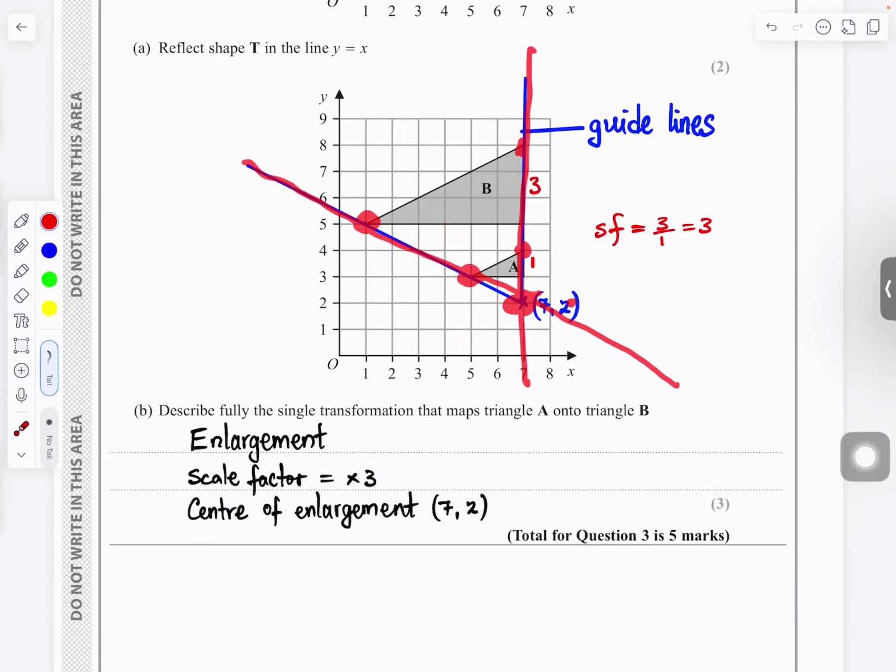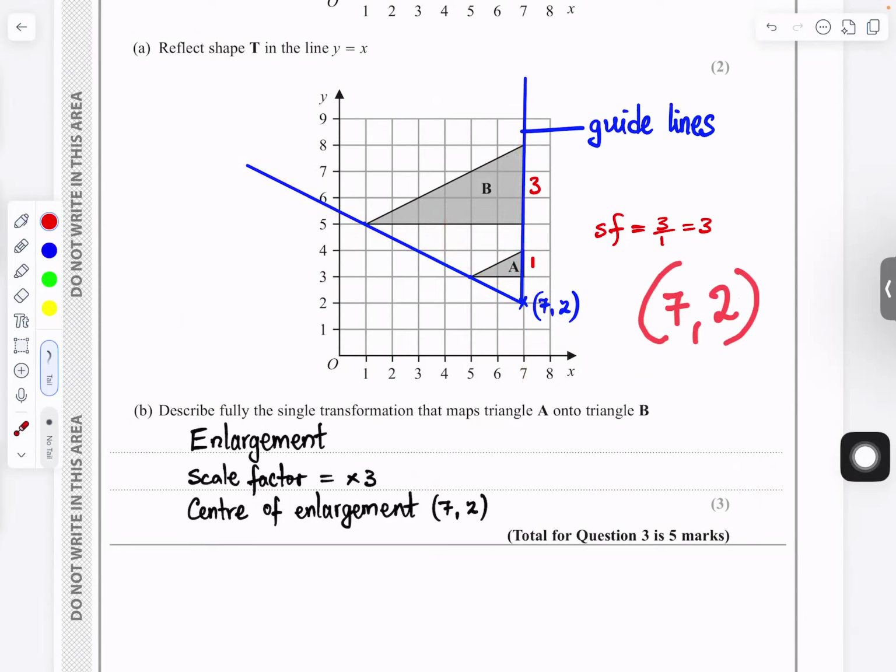They meet at (7, 2). So it's (7, 2). That's the coordinate. Writing 7, 2 vertically is wrong because that means it's a column vector. But this is a coordinate, so you write it as (7, 2).